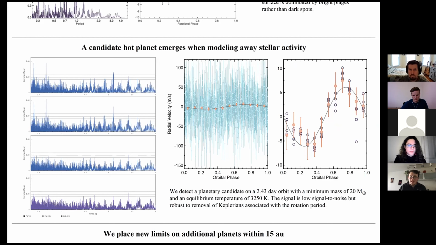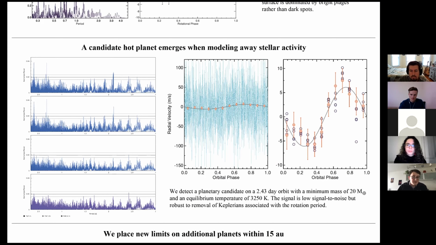One really interesting thing to note is that if this were an actual planet, it would make Vega one of the hottest stars to have a known planet surrounding it. And because it's on such a close-in orbit, it would have an equilibrium temperature of just over 3000 Kelvin, which would actually put it in line to be the second hottest planet ever detected, just after KELT-9b.